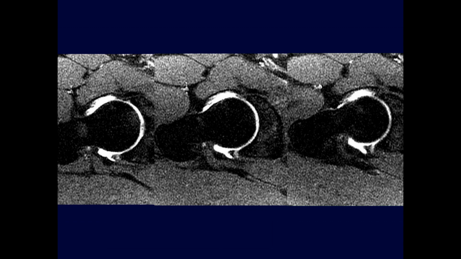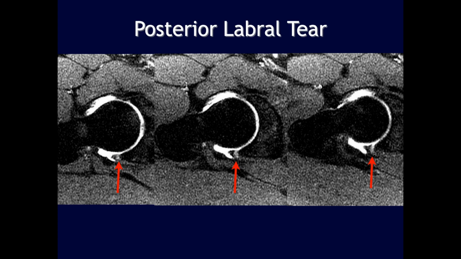So there looks like there's irregularity of that posterior labrum. It doesn't look like it goes all the way through, but it looks really irregular, so I would call this a tear, but without evidence of a paralabral cyst, right?